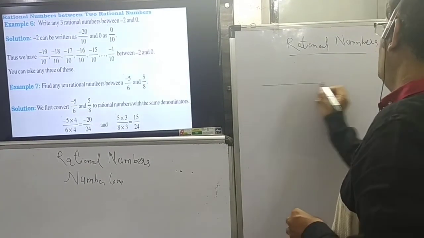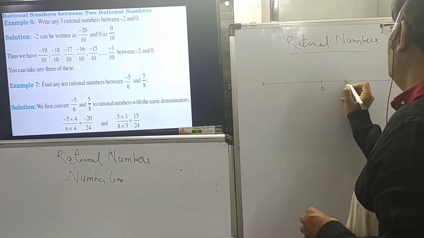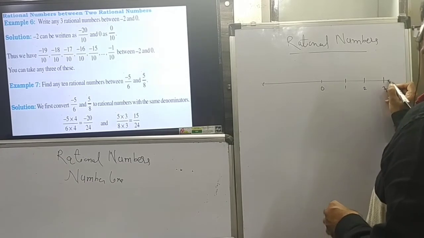Let us say this is the number line. This represents 0. This represents 1. This represents 2. This represents 3, and this represents 4.